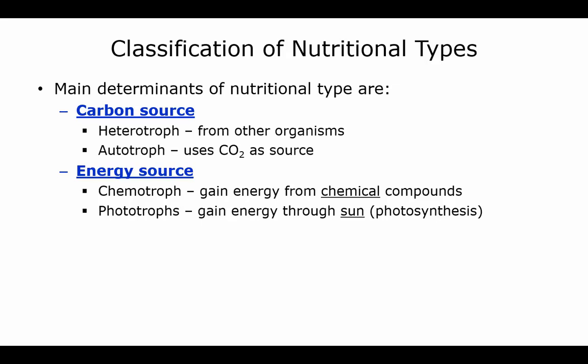And so if we look at a heterotroph, so the word hetero actually means others. So heterotrophs are what we call other feeders. And so the way that a heterotroph gets carbon is from other organisms. They're going to consume other living things. Autotrophs, on the other hand, auto means self. So autotrophs, they're self-feeders.